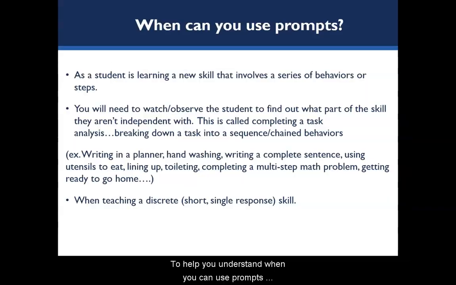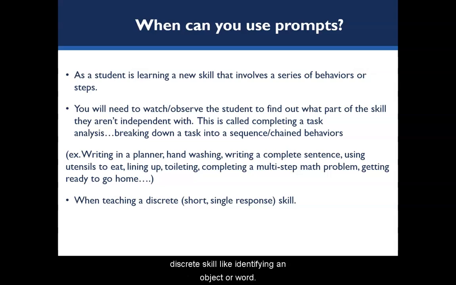Here are some suggestions. When a student is learning a new skill, such as tying their shoes, zipping up a coat, copying down a math problem, saving a file on the computer, etc., use prompts and fade them as the student acquires skills. You will need to watch the student to find out what part of the skill they are struggling with. This is called completing a task analysis, where you break down the task into small, sequenced, or chained behaviors.